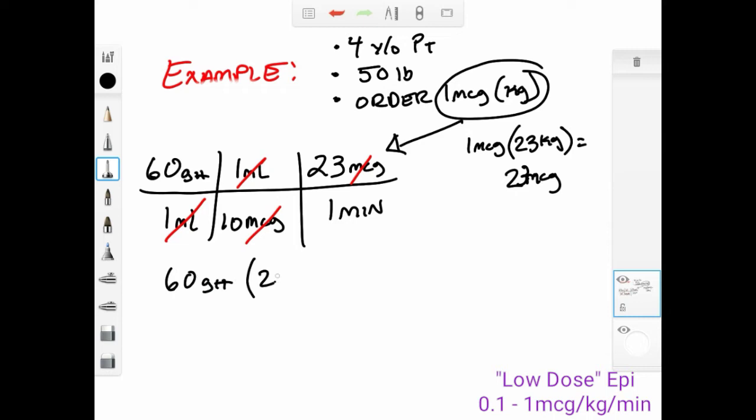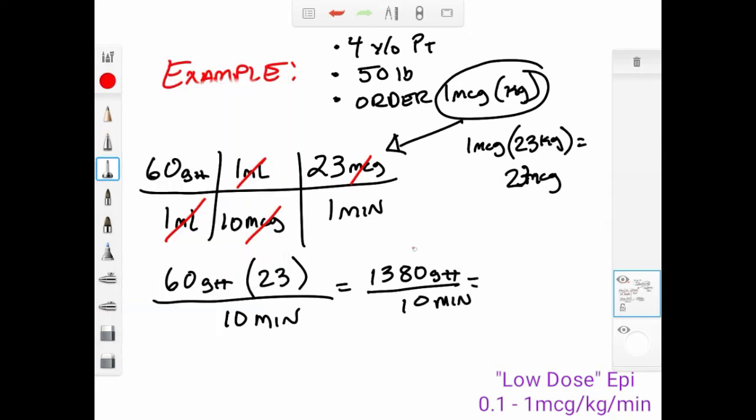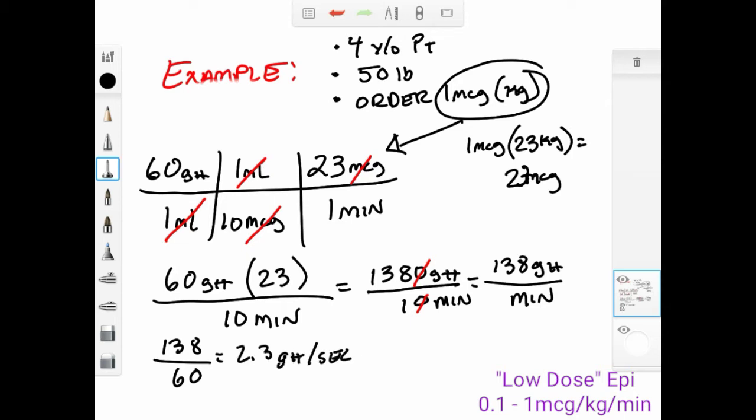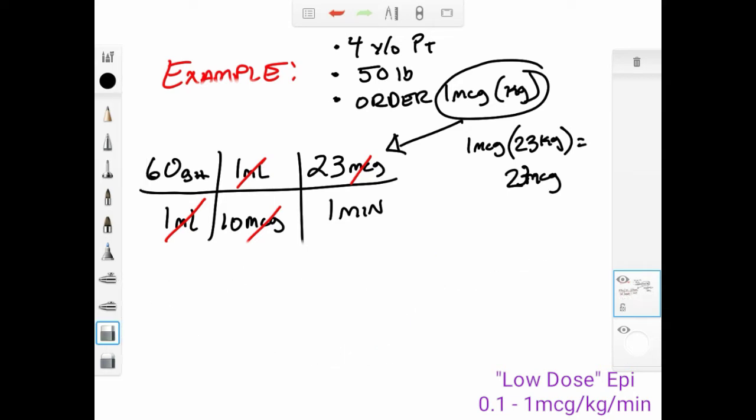All right, when we do so, then we simplify down to 60 drops times 23 over 10 minutes. That's going to give us 1380 drops in 10 minutes, and then we simplify further, crossing out some zeros, and we have 138 drops over a minute. Now, if you want to calculate how many drops per second that will be, just go ahead and divide 138 by 60, and you will have 2.3 drops per second. So that way it's a little more real-world, realistic way of using it on a truck. And that was how to calculate the 1 mic per kg dose.